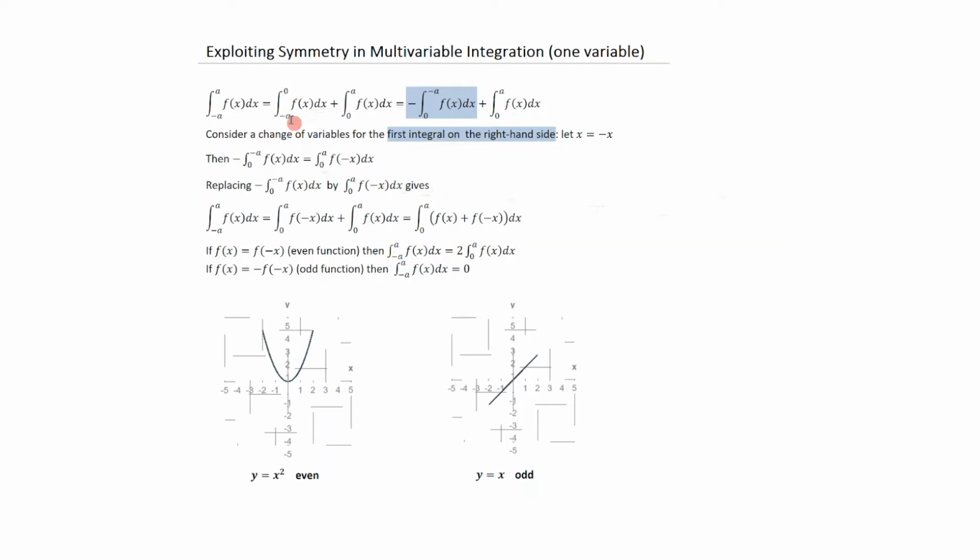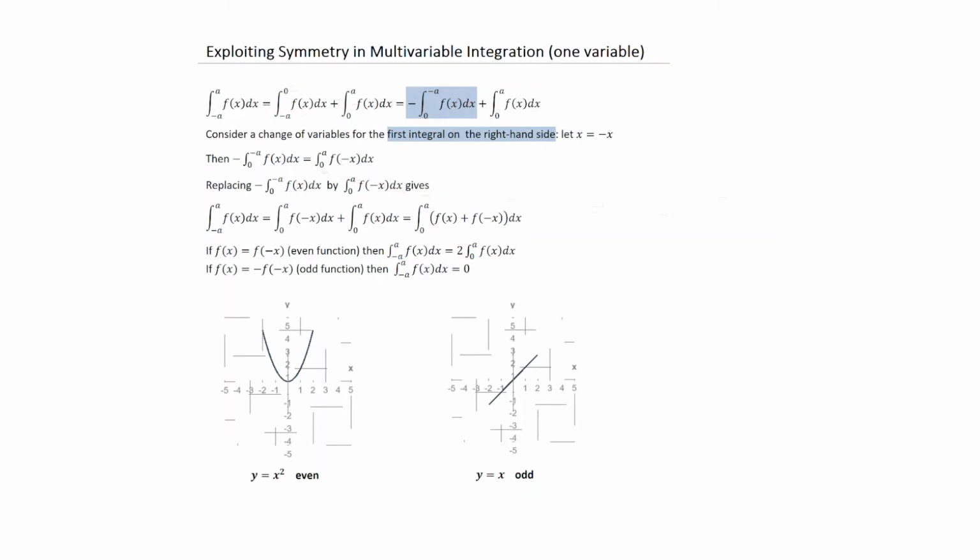We can also play a trick where we swap the order. So instead of going from minus a to 0, we're going to go from 0 to minus a, in which case we end up with a negative sign out here. The reason I do this is because the process to follow makes it easier to work with this formulation. So this is basically what we end up with, this term here.